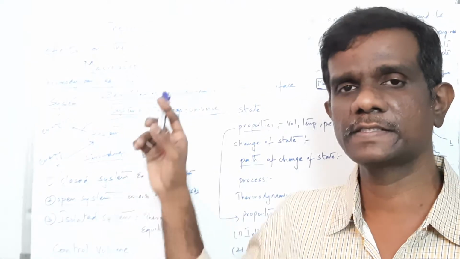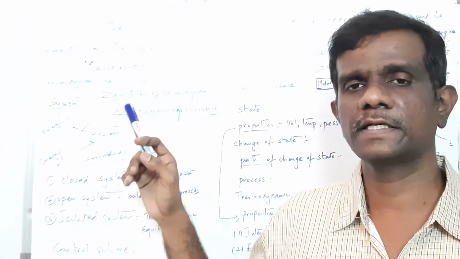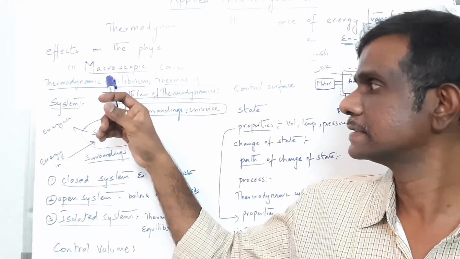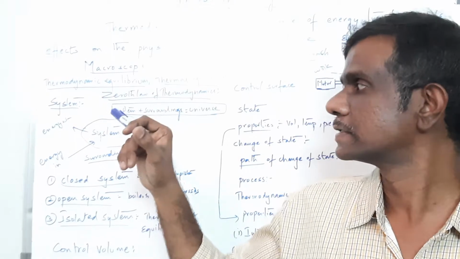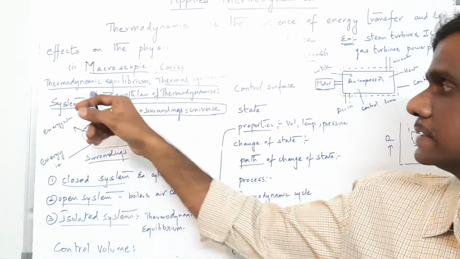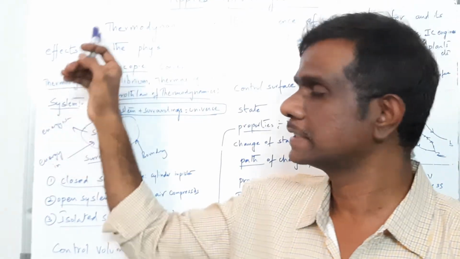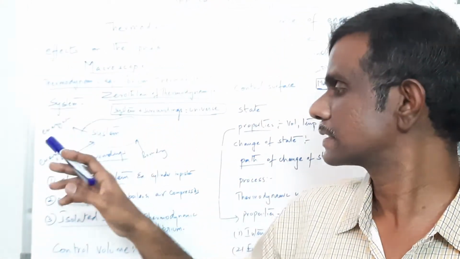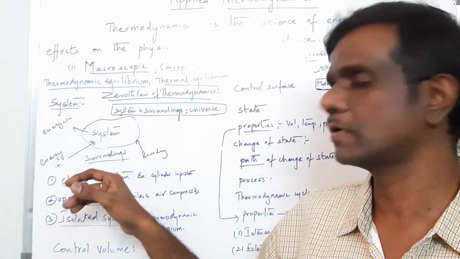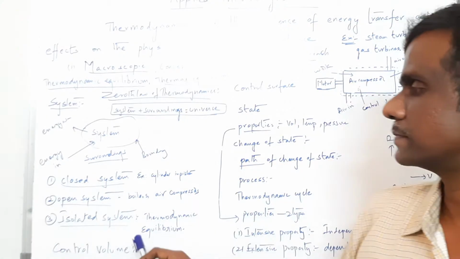Then if it satisfies the thermal equilibrium, mechanical equilibrium and chemical equilibrium, then that equilibrium is said to be thermodynamic equilibrium. So next, coming to the important topic, systems are classified mainly into three systems: closed system, open system and isolated system.